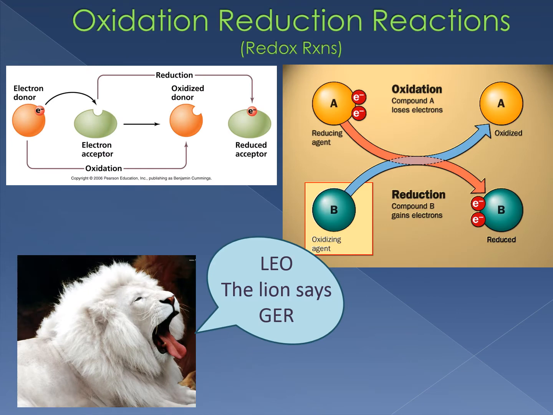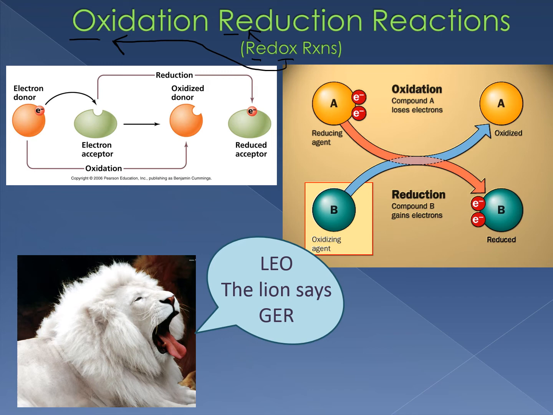Oxidation reduction reactions. So oxidation reduction, that's where we get the name redox reaction. So re for reduction, ox for oxidation. And for now, we're going to focus on just one part of what you need to know, and that is, are electrons being gained or lost?